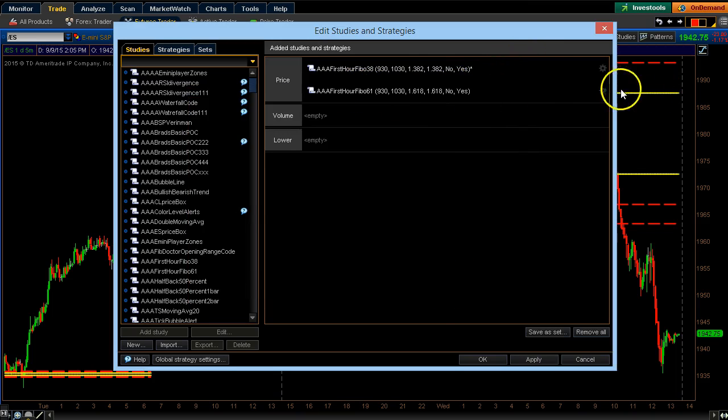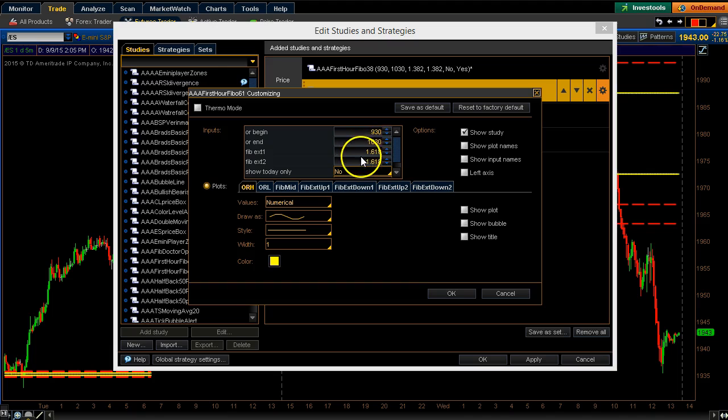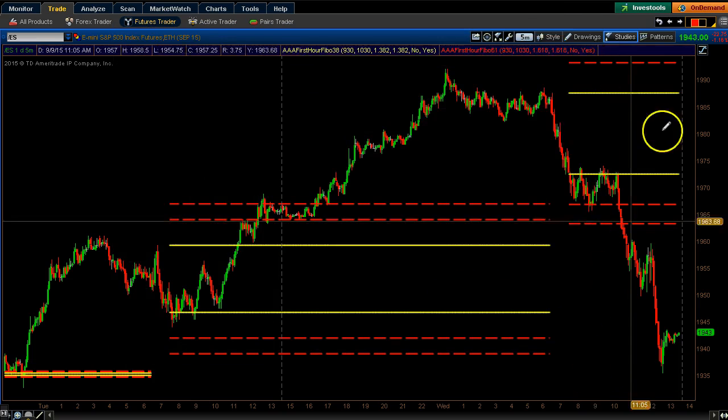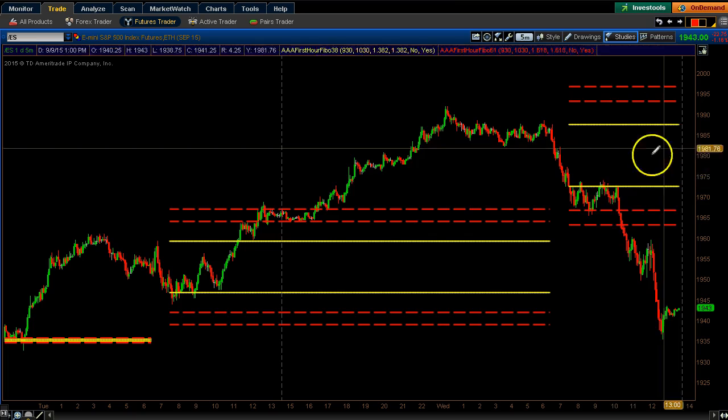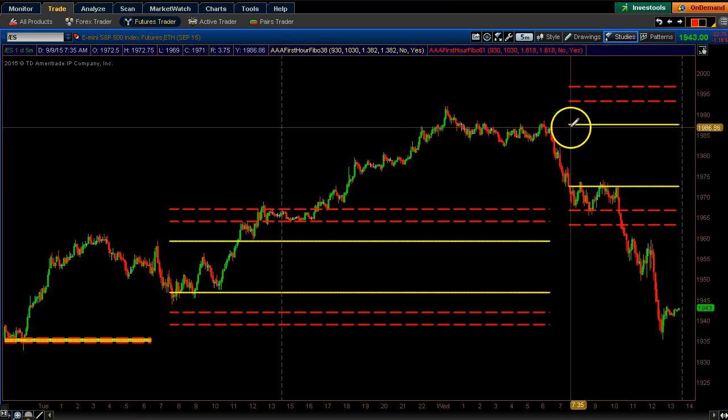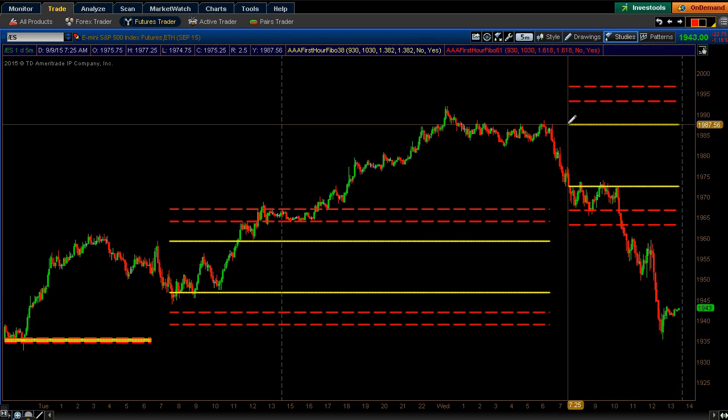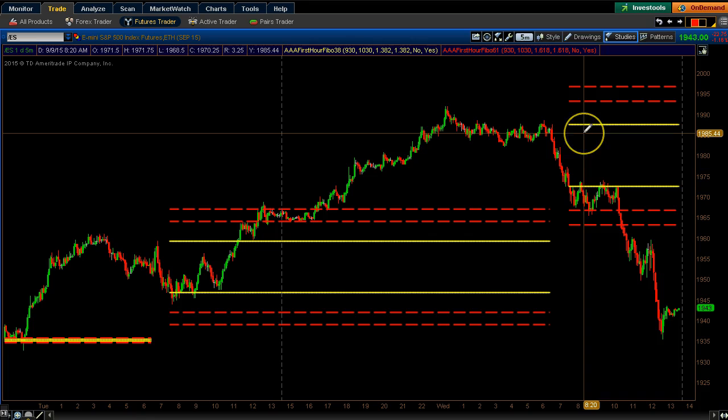And you'll do the same thing for the second one, but this time you're going to do 1.618, and then again 1.618, and you'll want to do yes and then also yes. Now, what it's going to show you is this. From the market open at 9:30, from 9:30 until 10:30, there will be nothing on your chart.